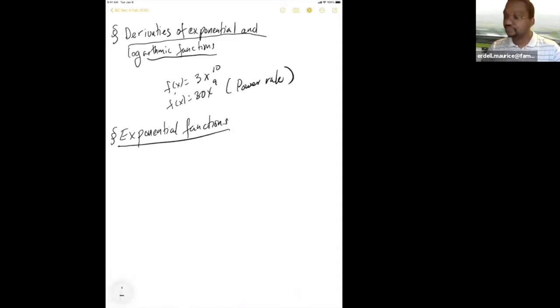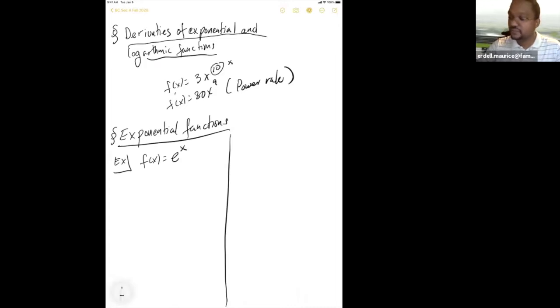All right. So let's roll. We'll of course do this by example like I normally do. If I have the function f of x is equal to e to the x, notice that the power is the variable. The x is up here, not down here. All right. Now remember we discussed e last time a little bit, the natural number right here.